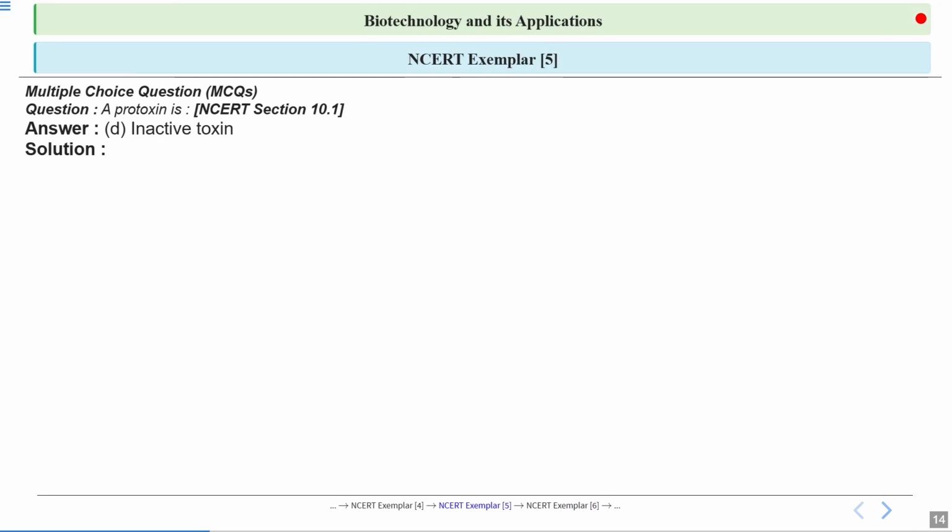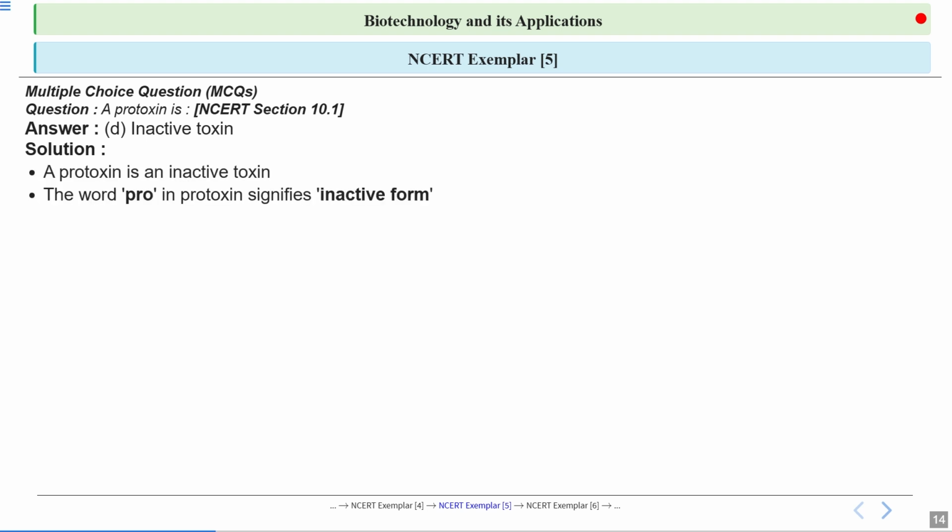Let's see the answer. Answer is D, that is, it is an inactive toxin. We have studied that this protoxin is an inactive toxin, and if this word "pro" signifies what? It is signifying its inactive form.